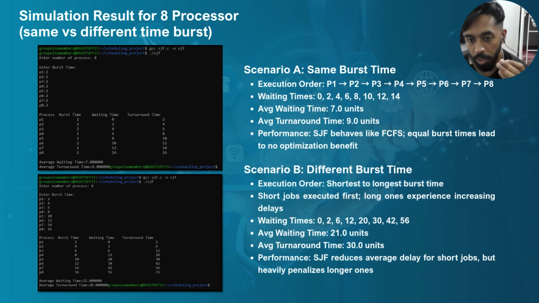So just like the other SJF processes with different burst time, the short jobs are executed first. The long ones experience increasing delays. So the waiting time actually increases more and more for the subsequent processes with the longer burst time. So the performance is that SJF can reduce the average delay for short jobs, but as we increase the number of processes and we increase the burst time, it heavily penalizes the longer ones.